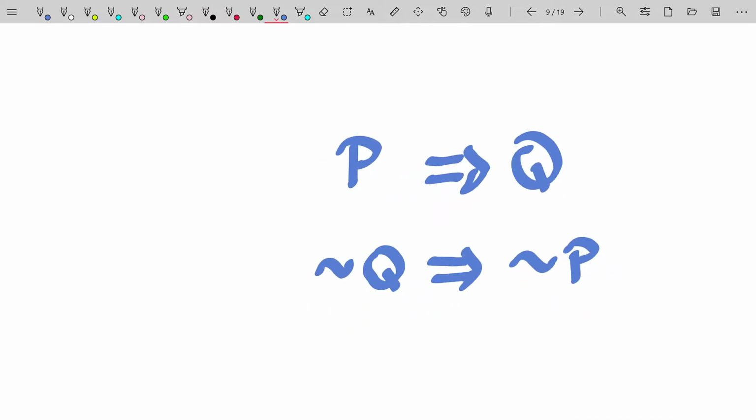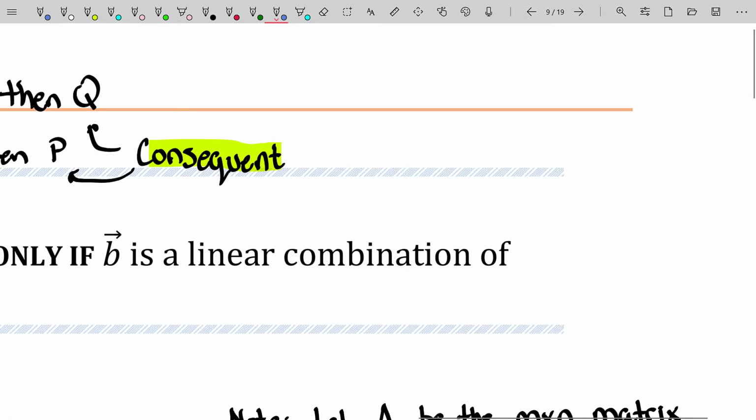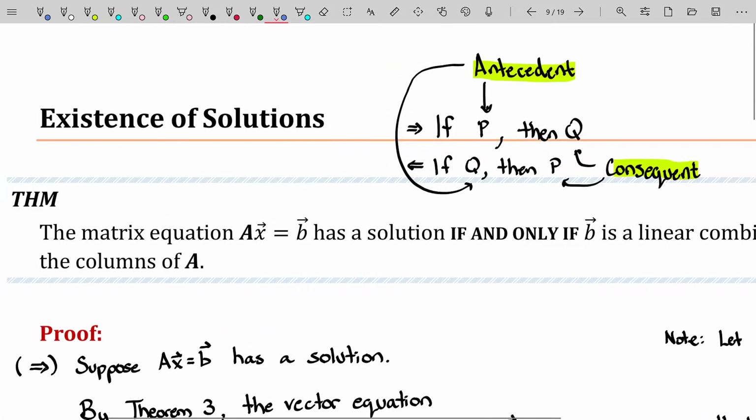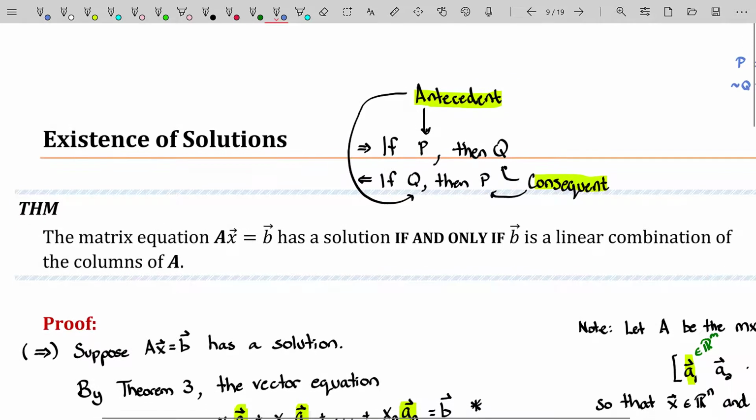So every theorem you've ever learned in mathematics is actually a two-in-one. You have the original theorem, the if P then Q, and then you have its contrapositive. Not Q implies not P. In this case, if you just look at the forward direction, if the matrix equation has a solution, then B is a linear combination of the columns of A. The contrapositive says, hey, if B is not a linear combination of the columns of A, then the matrix equation AX equals B doesn't have a solution. That's a truth statement. And because it's an if and only if, it goes backwards too.